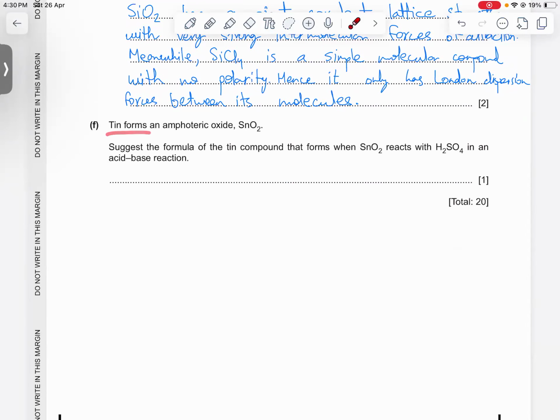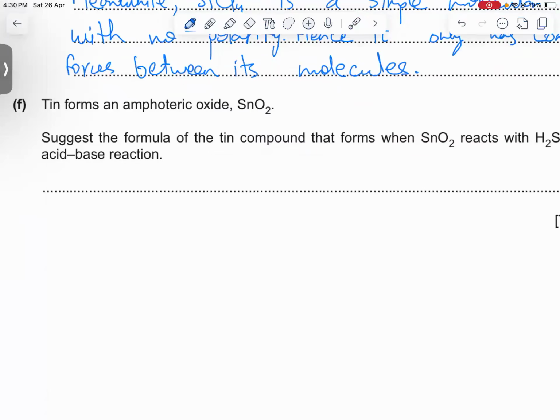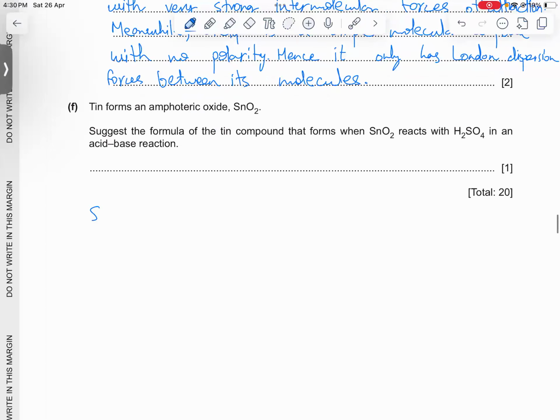All right, next question. Tin forms an amphoteric oxide SnO2. Suggest the formula of the tin compound that forms when SnO2 reacts with H2SO4 in an acid-base reaction. So, what would be the formula? All right. Because tin oxide is amphoteric, that means it acts as a base and it acts as an acid. Now, because they want to ask us the compound, the salt, what would it form? So right now I can write the word equation, which is easy.